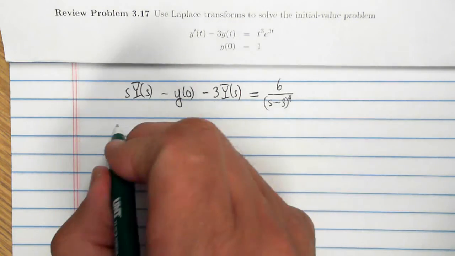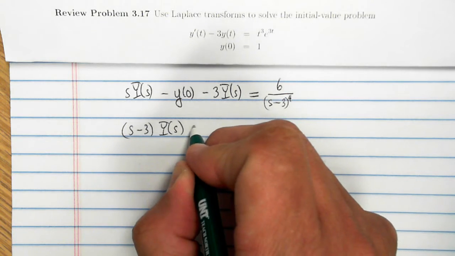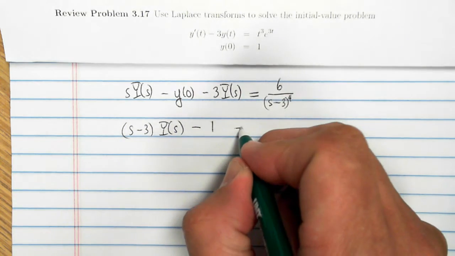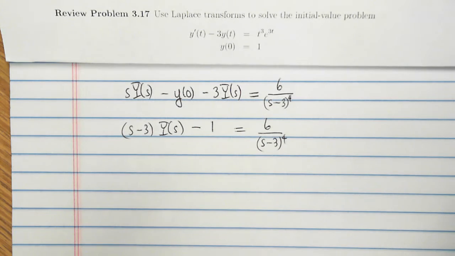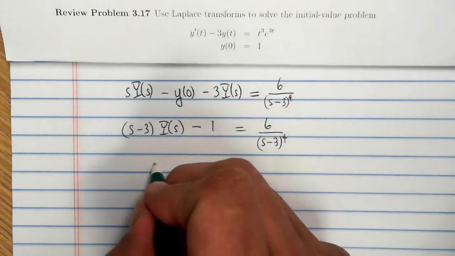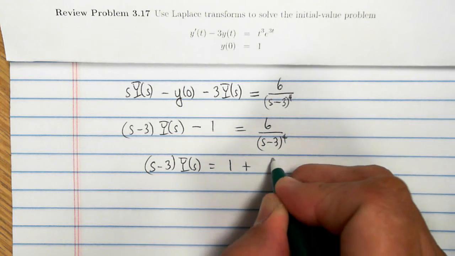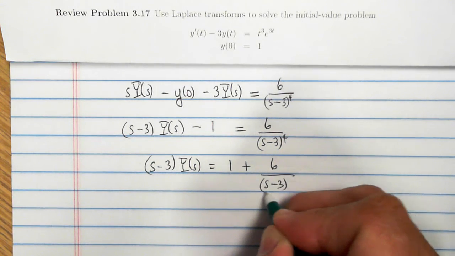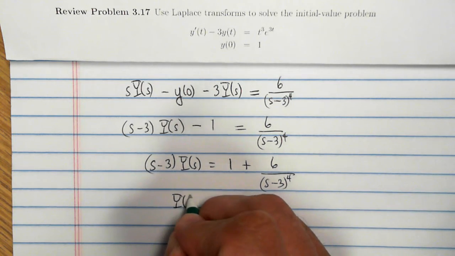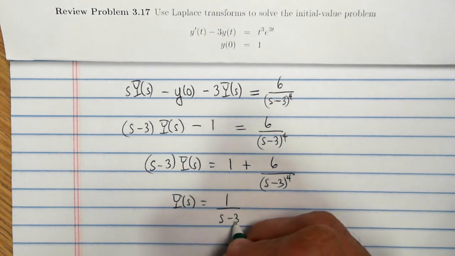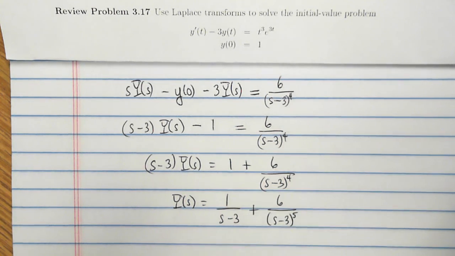Now the object is to solve for Y(s). So (s minus 3) times Y(s) minus y(0), which equals 1, is equal to 6 over (s minus 3) to the fourth. So (s minus 3) times Y(s) equals 1 plus 6 over (s minus 3) to the fourth. Dividing by s minus 3, that gives Y(s) equal to 1 over s minus 3 plus 6 over (s minus 3) to the fifth.